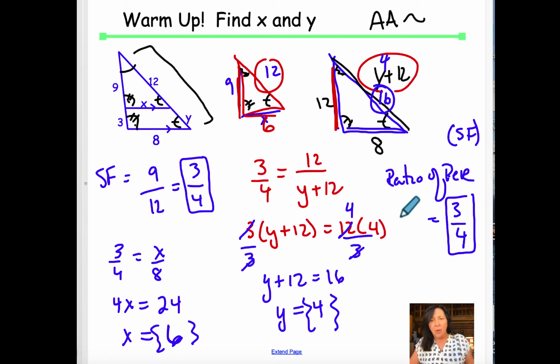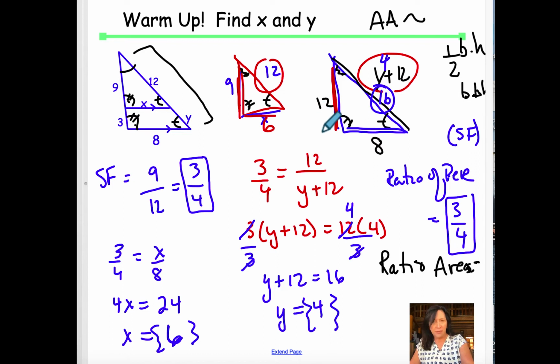Additionally, if I wanted to find the ratio of areas, in order to find the ratio of areas, I would need to find the area of both of these triangles, right? Which is, I'm going to use 1/2 base times height, but the base would have to be perpendicular to the height, which it's not necessarily here. So that would be a little bit tricky to find.